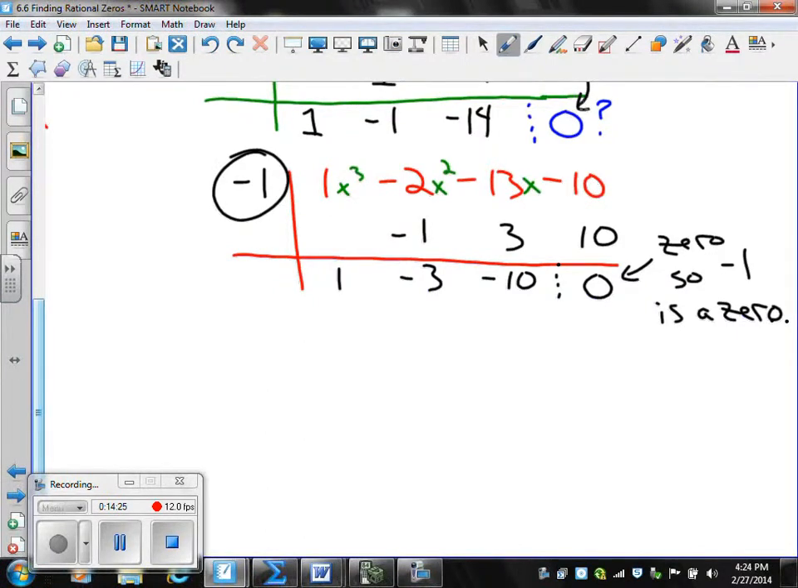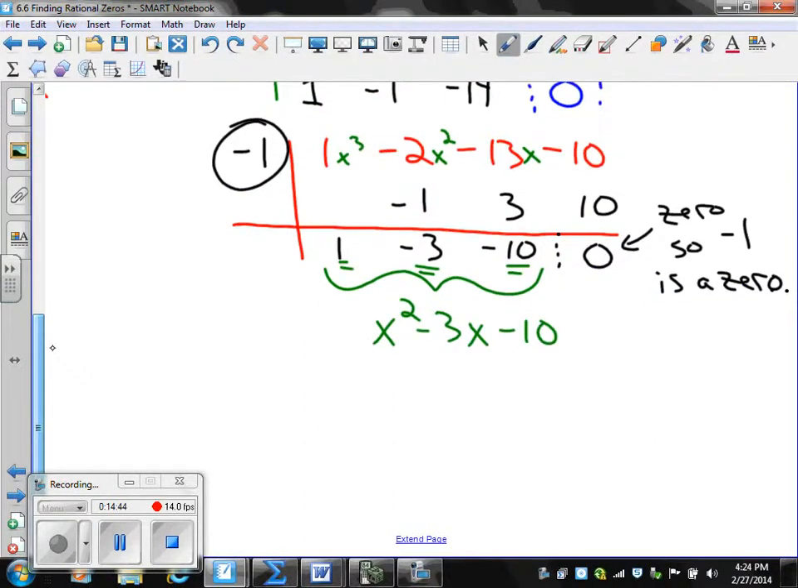Okay, here's the neat part. We started out with a cubic, right? This was x cubed minus 2x squared minus 13x minus 10. This down here is now a quadratic, right? We've seen this before, right? Where our constant's negative 10, we have a minus 3x, and this is plus 1x squared. So I'm actually going to rewrite this as you see it.